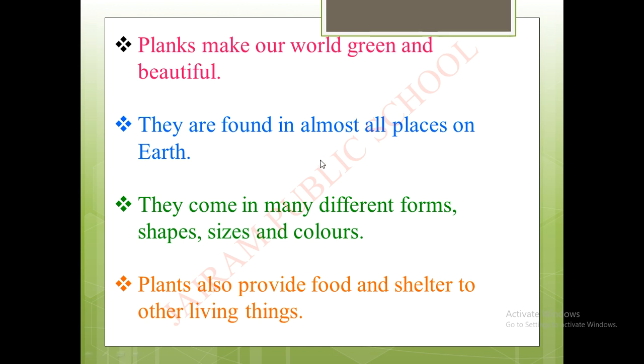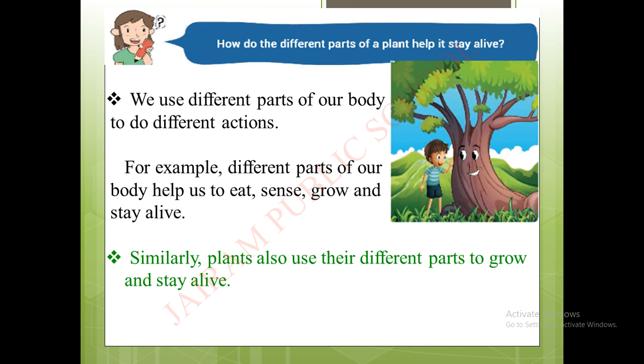So, plants make our world green and beautiful. Plants are seen in mostly all parts of the earth. There are many different forms. Their shapes and sizes and colors vary from plant to plant. Plants provide food and shelter for other living things also. So, in this lesson, we will learn more about plants and ways to take care of them.